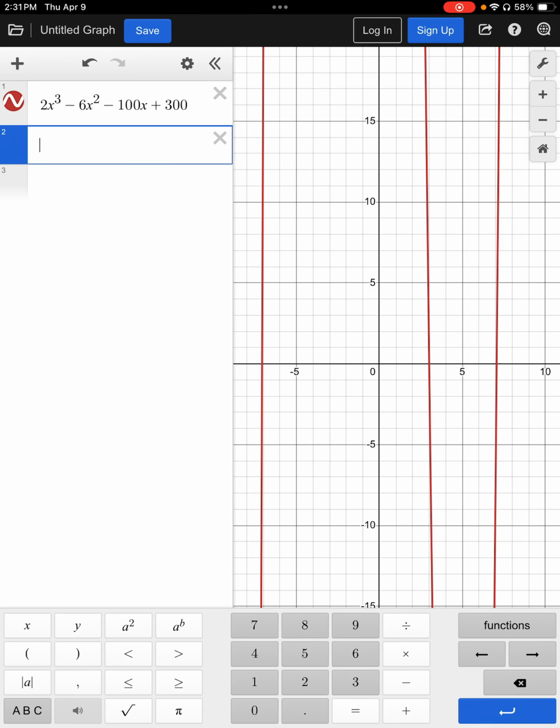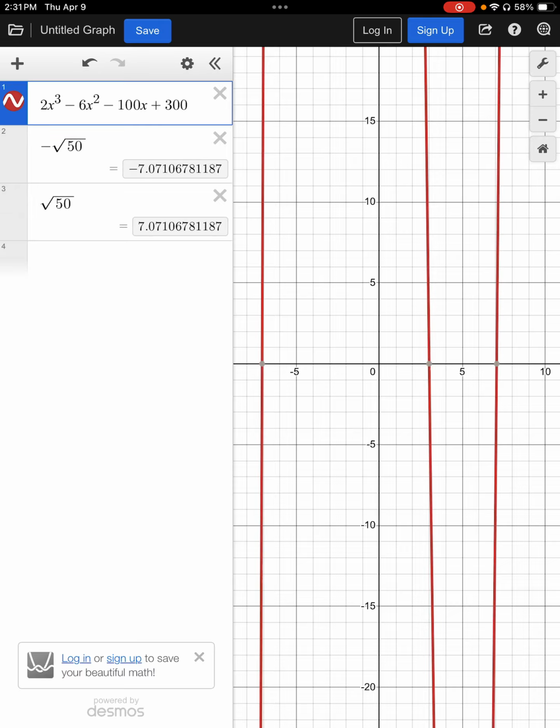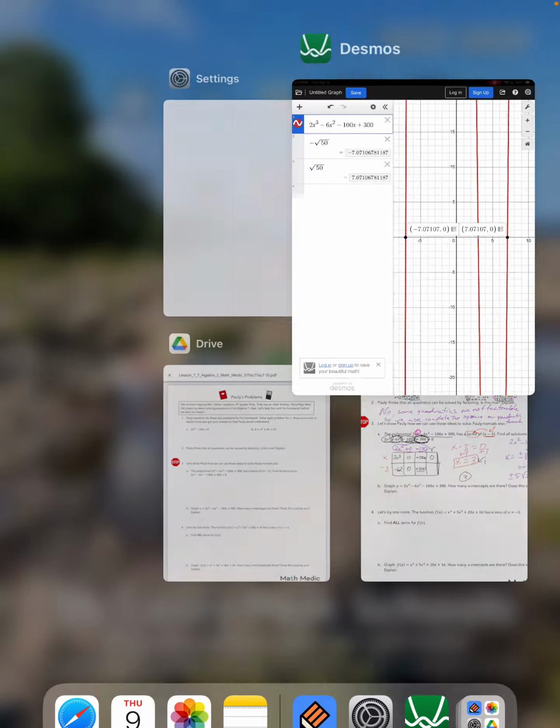But I have a sneaking suspicion that that's going to be negative the square root of 50, and then the other one's going to be the square root of 50. And that's what those are, actually, right there. And that's why we got those two answers.